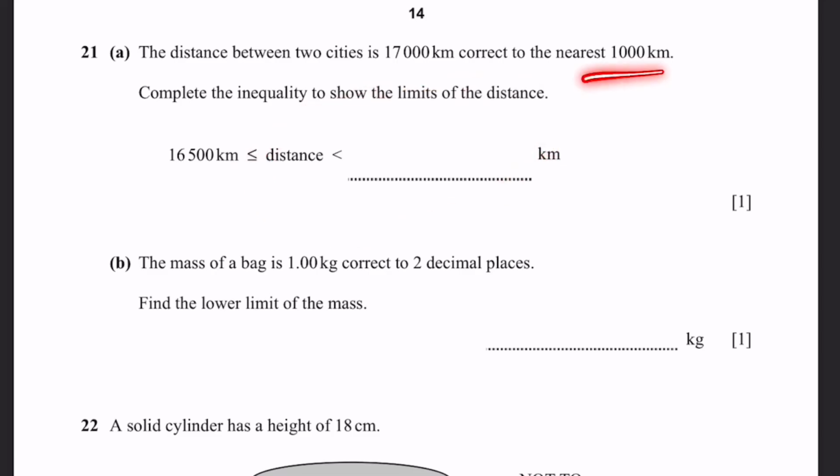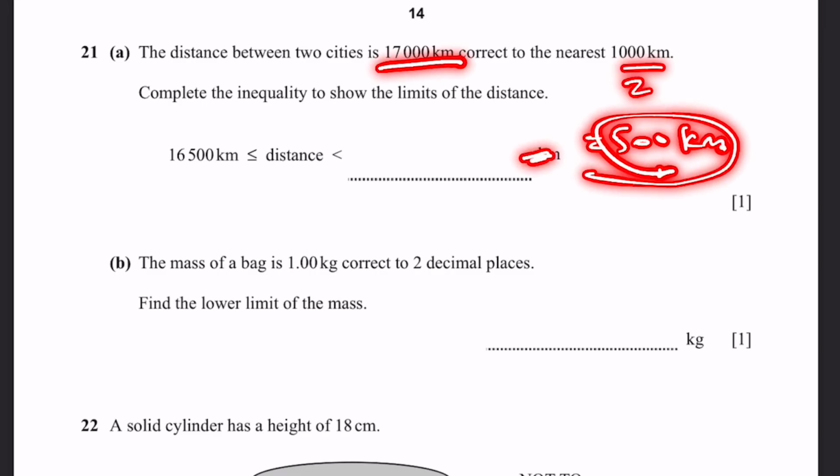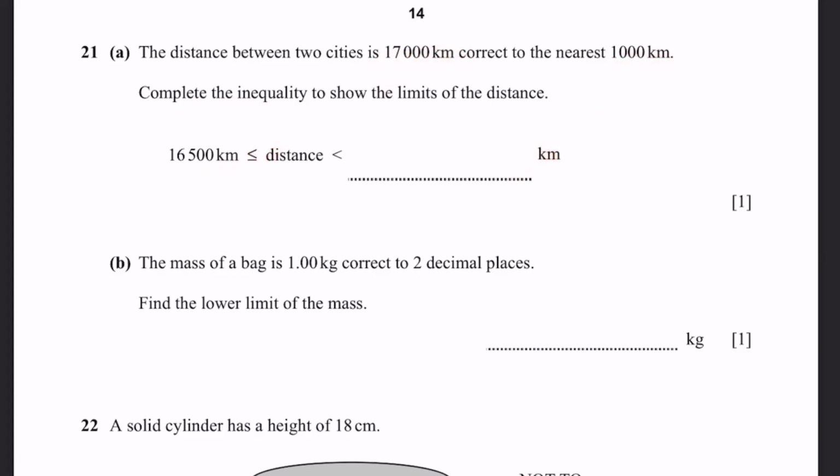Well, if it's to the nearest 1,000, we divide by 2 to get 500 kilometers. Now the limits are going to be 17,000 minus 500, which is all we're given, and then 17,000 plus 500, which is what we need to write. The upper limit, 17,500. That's our answer.